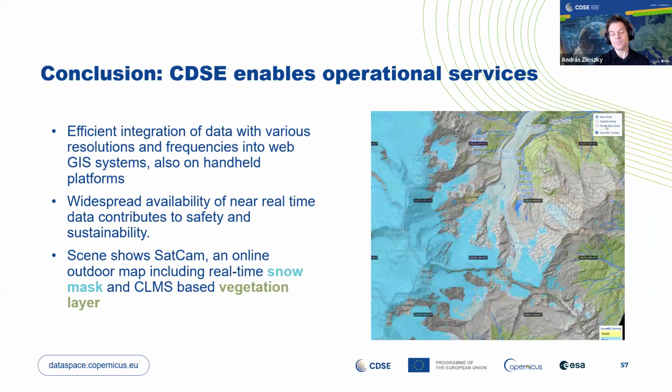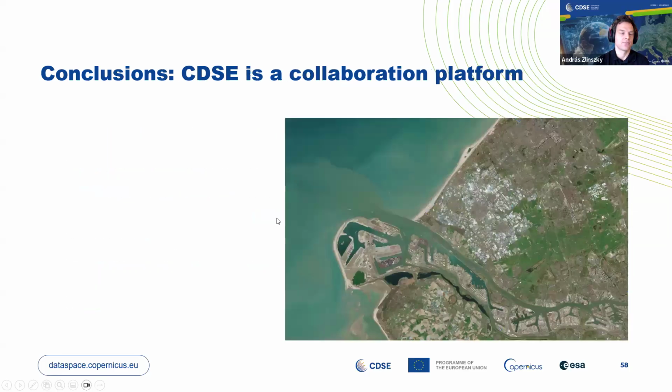So all in all, Copernicus Data Space Ecosystem is a tool that enables operational services. It's not just for exploring data. It's not just for prototyping or debugging. It's a very powerful backend processing service, which enables you to build a service that runs straight on the user's system and on the cloud. We have near real-time data, which means you can use that for safety or monitoring, and it supports integration with handheld GIS systems or desktop.